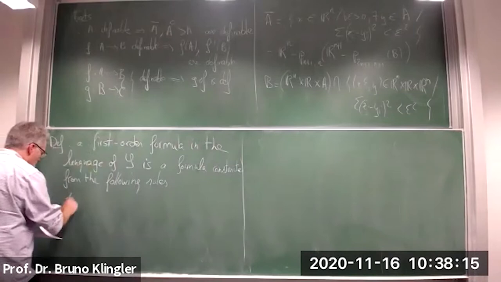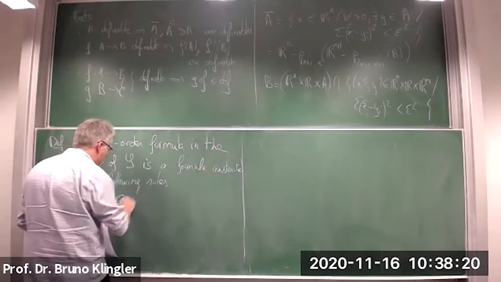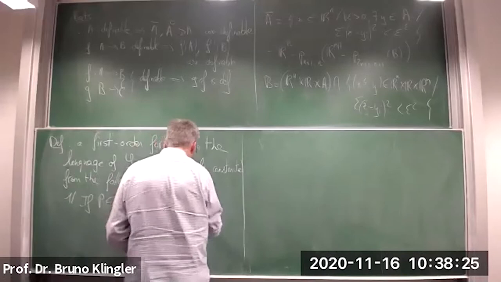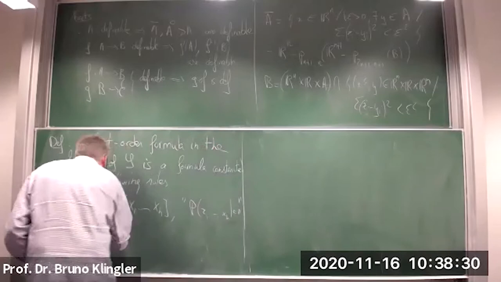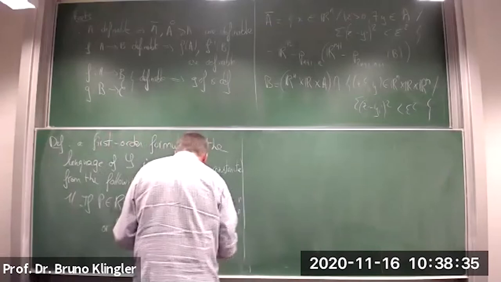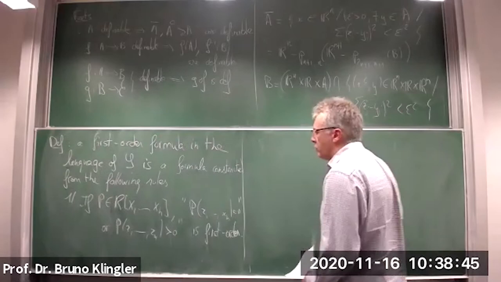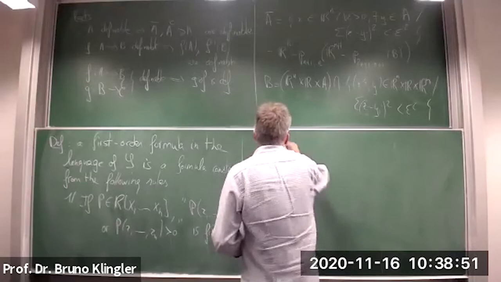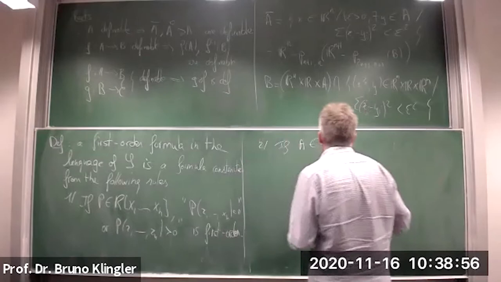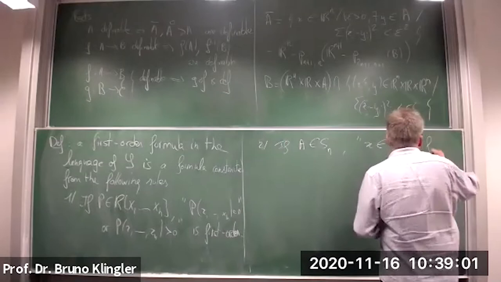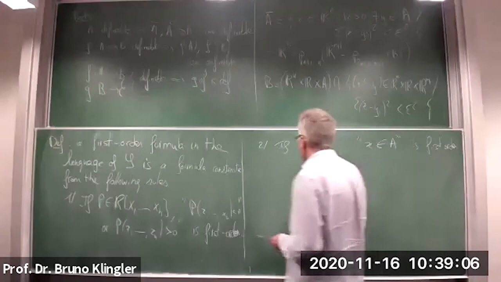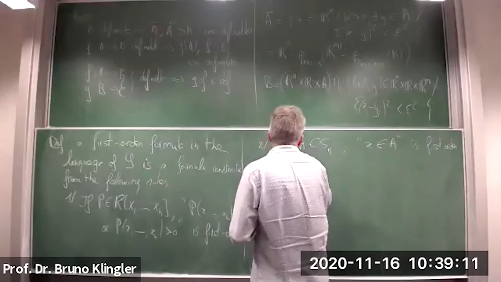First, if you fix a polynomial P with coefficients in variables x1, ..., xn, then as a sentence, P of x1, ..., xn is equal to 0, or P of x1, ..., xn is positive, is a first order sentence. So it tells you at least that you have to start with some first order sentences. Second, if A is a definable subset of S, so if A is in Sn, then the sentence x in A is first order. Okay, and so now what are the rules corresponding to the Boolean conditions, if you have two sentences which are first order?